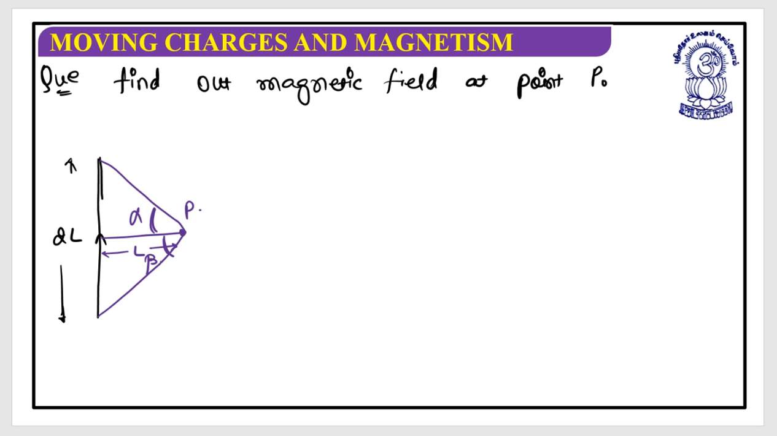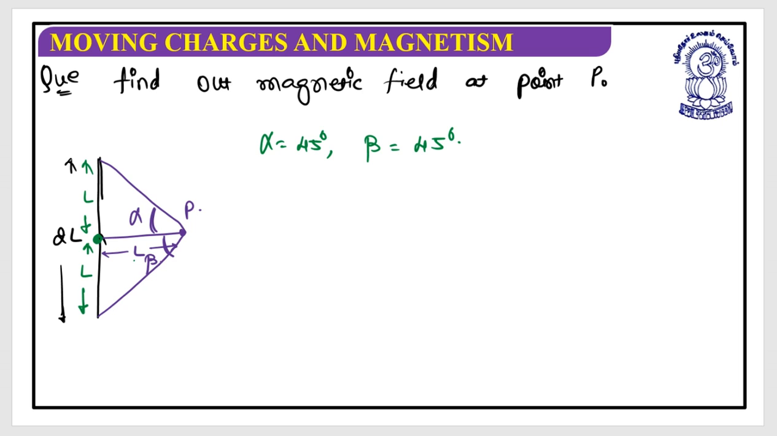So what I understand is that this is the midpoint. That means this length must be L, even this length must be L, and this length is L. So this alpha would be 45 degrees and this beta should be 45 degrees. So alpha and beta equal 45, 45.